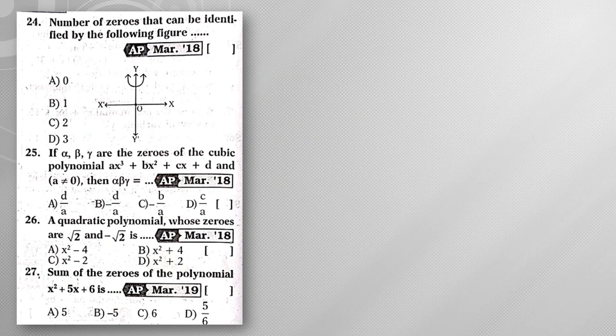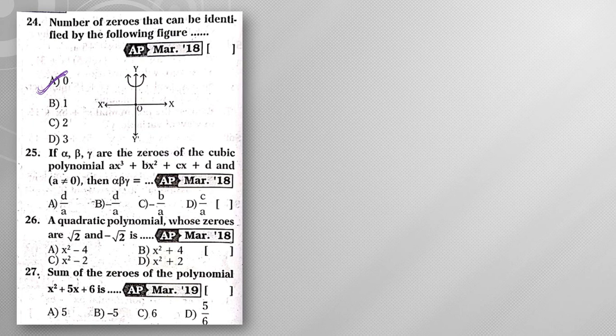Number of zeros that can be identified by the following figure. So how can you find the number of zeros? So this is nothing but my curve, right? So this is my curve. So if this curve intersects my x-axis, the number of points this curve intersects my x-axis will determine the number of zeros. Here, since this curve is not at all touching or intersecting my x-axis, hence it has no zeros. That means it has 0 zeros.